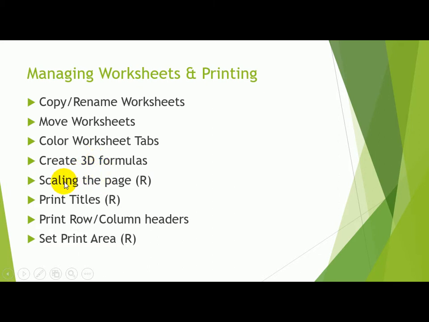A few review items. We're going to show you how to scale a page. We're going to show you how to print titles, which we've done before. Then we're going to talk about printing row and column headers. That's the ABC and the 1, 2, 3s that appear along the top and the left edge. If I wanted to print those out, how do we go about doing that? And then we wrap up with setting the print area, which we've looked at before.